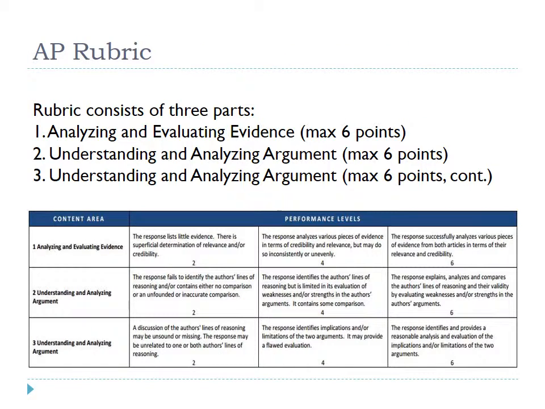Here, as you can see, there's the AP rubric. The rubric consists of 3 parts. As you can see, there's the analyzing and evaluating evidence, which is equal to 6 points. Then there is the understanding and analyzing argument, and then the third part is understanding and analyzing the argument as well, for 6 points each.